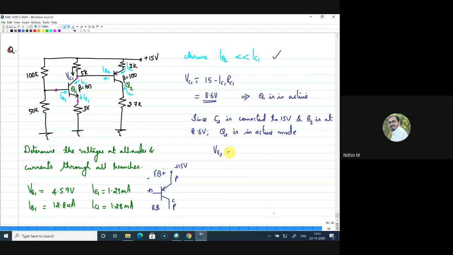Now let me write what is VE2. So what will be VE2? Can I get an answer here? How can I come to the value of VE2? VE2 is actually this point. I know what is VC1. So how will I write VE2, the emitter voltage? I do not know the current IE2, and I also assume that IB2 is very, very small. Now, how will I find the voltage at E2? Any answers? Can I get some response?